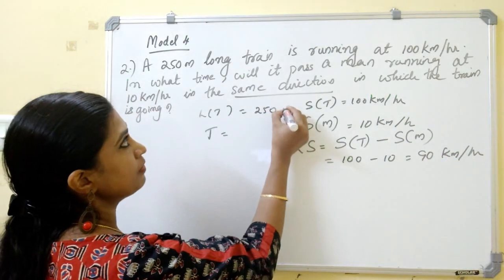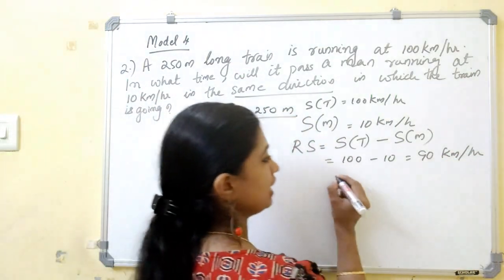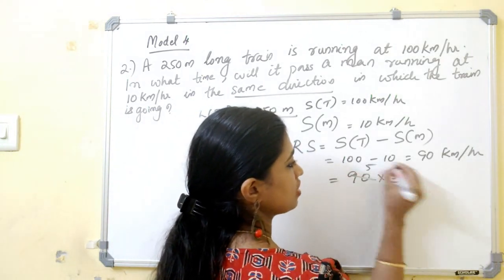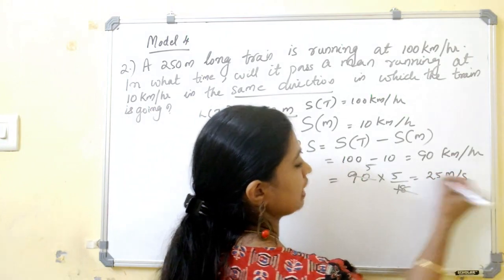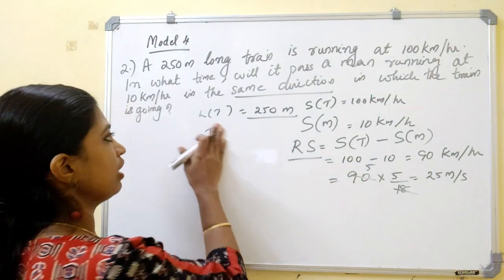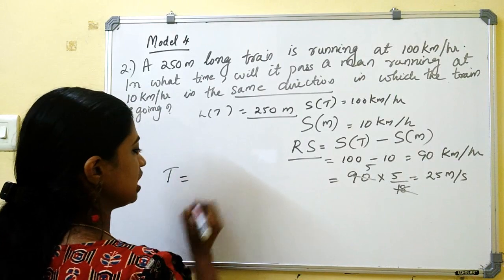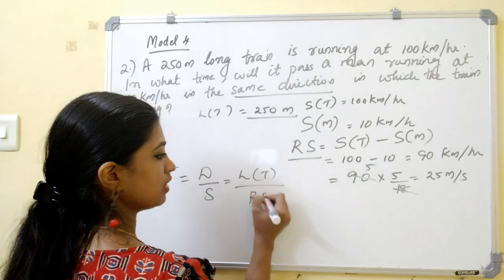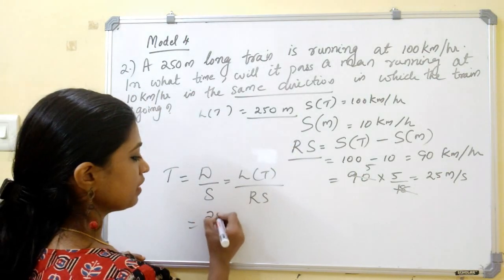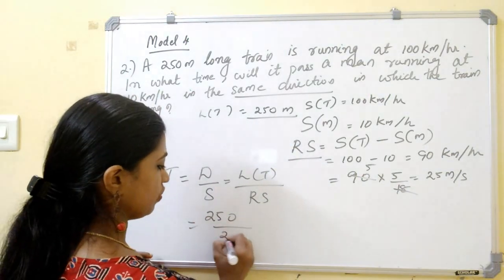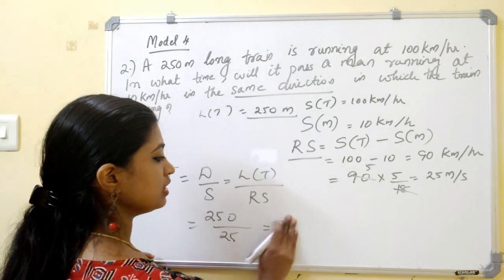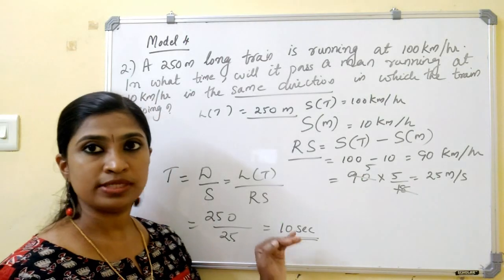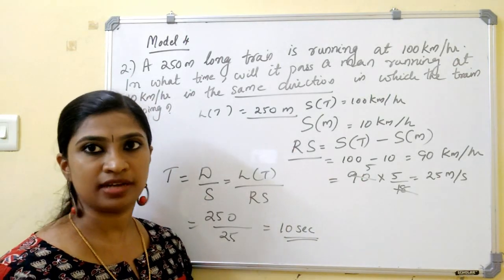And here the length is given in terms of meters. So we have to convert this 90 km per hour into meters per second. So it is times 5 by 18. 18 fives are 90. So 5 fives are 25 meters per second is the relative speed. Now we can find the time taken to cross the man. Time is equal to distance by speed. Distance is the length of the train and speed is the relative speed. So length of train is 250 by relative speed 25. 250 by 25 is 10. 10 seconds is the time taken by the train to cross the man who is running at a speed of 10 km per hour.